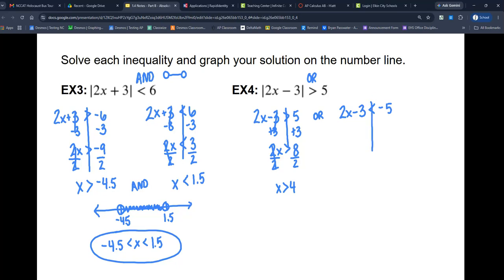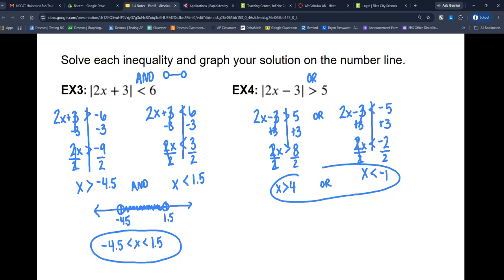Okay, Brandon, what do I do on that next one? Positive 3. Good. So I got 2x is less than negative 2. And then? Divide it by 2. Very good. X is less than negative 1. You're probably just going to be able to circle that as your answer.